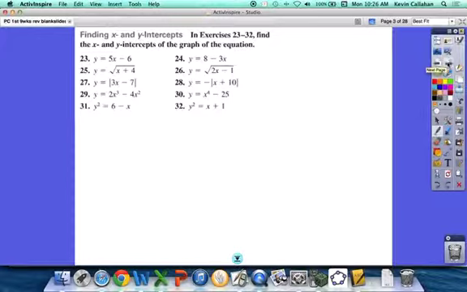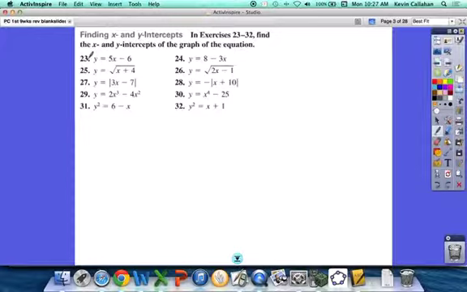Okay, this comes from page 19, 23 to 32. How do you find x and y intercepts of a function? Right, in order to find the x-intercept, you set y equals 0 and solve. So in this first one, you would say y equals 0, so 0 equals 5x minus 6. Add the 6, divide by 5. There's your x-intercept. How do you find the y-intercept? Set x equal to 0, okay?